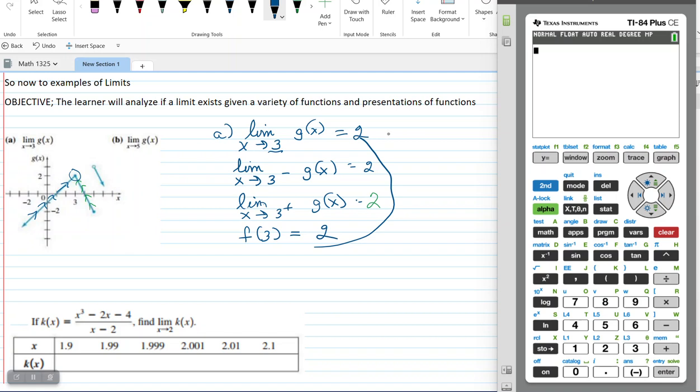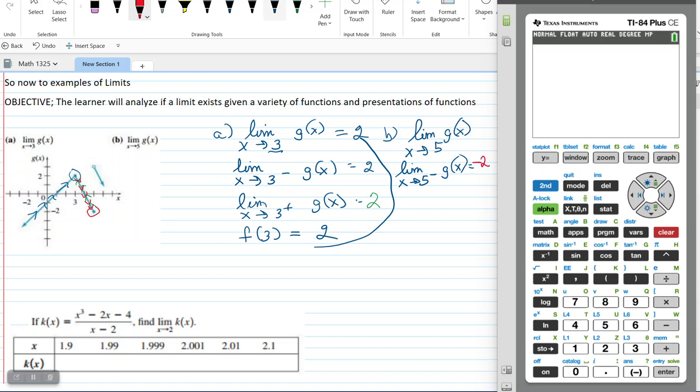Now we're going to do the second, the b part. The limit as x approaches 5 of g of x. All right, so again, we're going to take it from the left and see what happens. We're going to say the limit as x approaches 5 from the left for g of x is, and I'm going to use my red because we're going from the left to reach 5. And we can see that it is going down to negative 2.